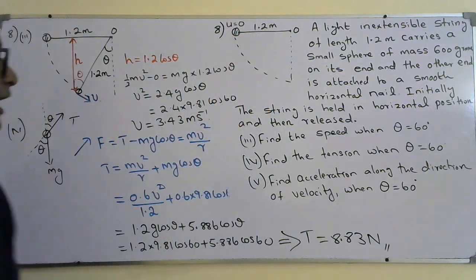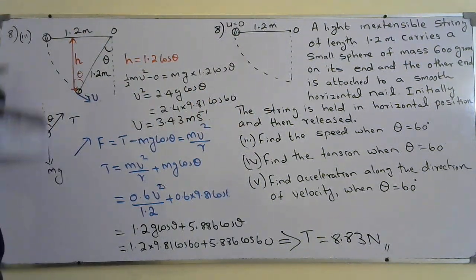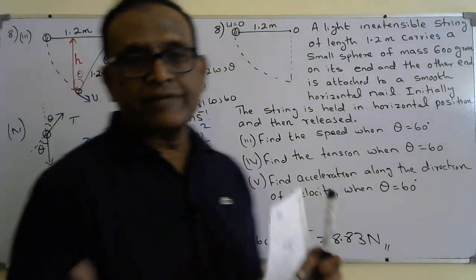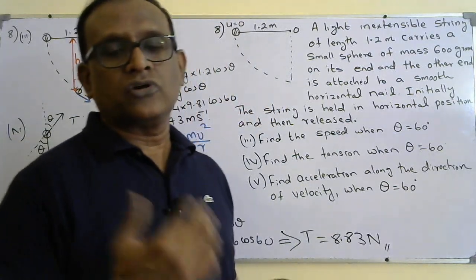So those are the answers for the third and fourth part. I use the same diagrams. We can just substitute in the equation what we derived in the first two parts to get the answers for third and fourth part.